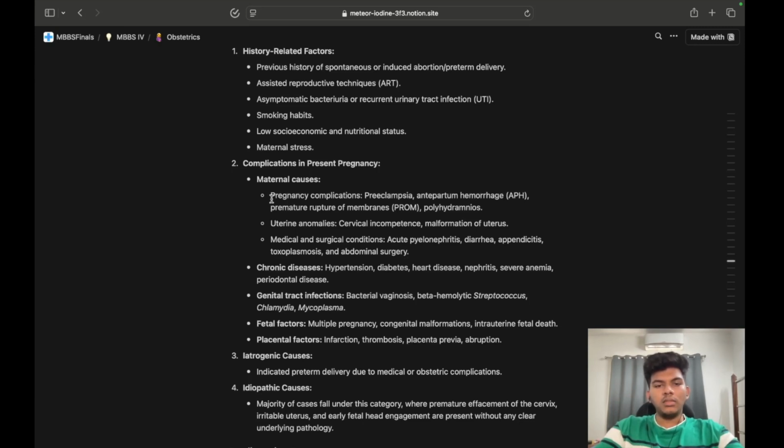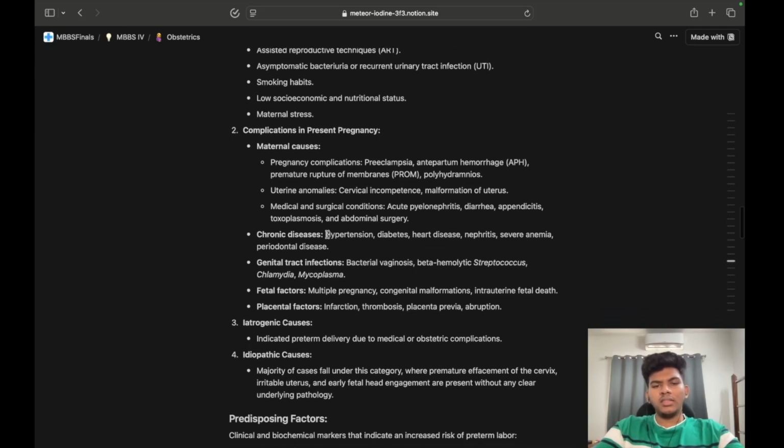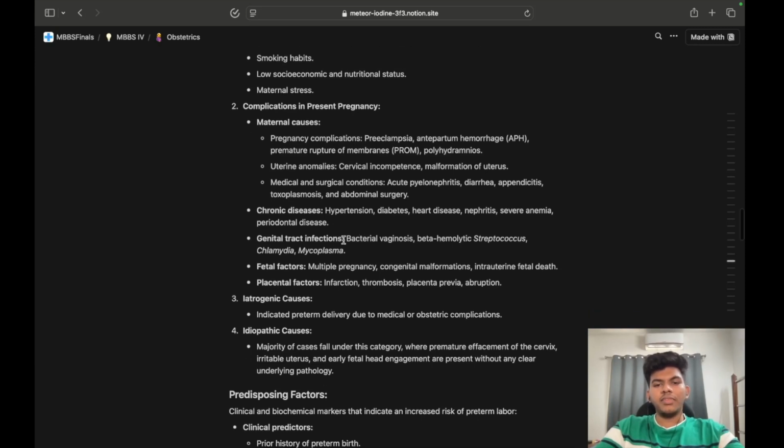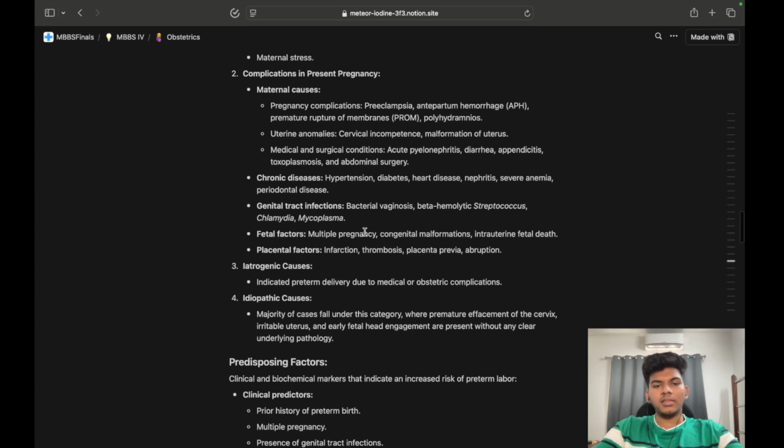So all of these pregnancy complications, uterine anomalies, and medical and surgical conditions contribute to the maternal causes. Chronic diseases like hypertension, diabetes, heart diseases, nephritis, severe anemia, and periodontal disease. So all these come under chronic. And coming to genital tract infections: bacterial vaginosis, beta hemolytic streptococcus infections, chlamydia, mycoplasma. Specifically this one and chlamydia both are important, and we have covered it in the gynec section.